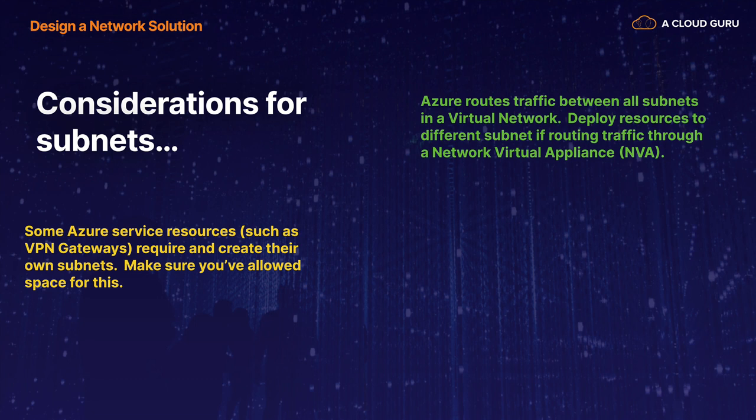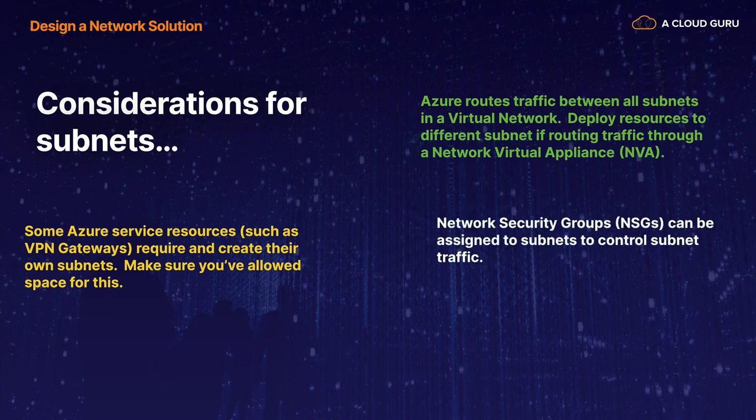Azure routes traffic between all subnets in a virtual network. So if you've laid out several subnets in your network, then you're going to automatically have some communication between them. If you're going to be routing any traffic through a virtual appliance, then make sure and deploy your resources to different subnets. Network security groups, NSGs, can be assigned to subnets to control subnet traffic, so that automatic traffic that Azure allows can be locked down quite a bit. You can work it essentially like a firewall, restricting whatever ports and direction traffic is necessary.